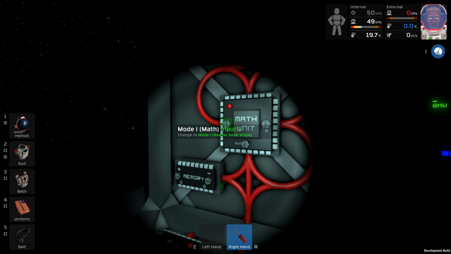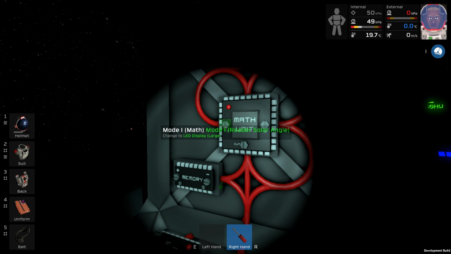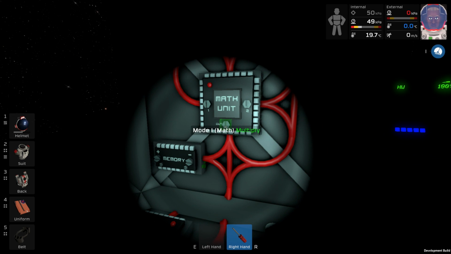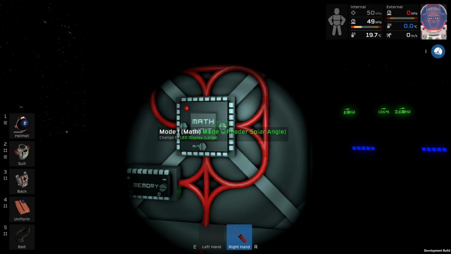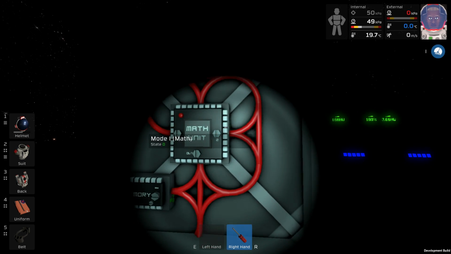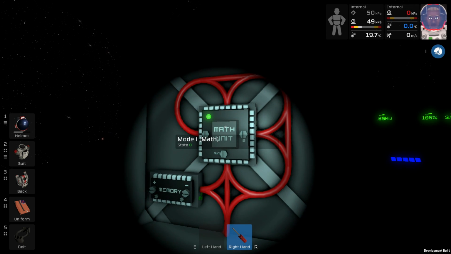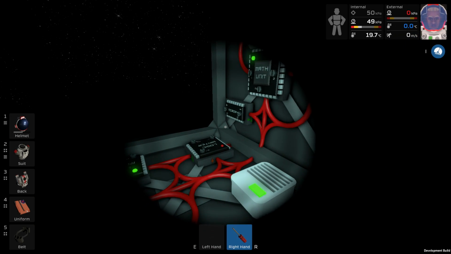Anyways, the next thing we want to do is take this reader solar angle measurement and multiply it with 4. So we want to use our memory 4. And then, of course, we should be getting a result, which is... Hold the phone. That's not 0, is it?